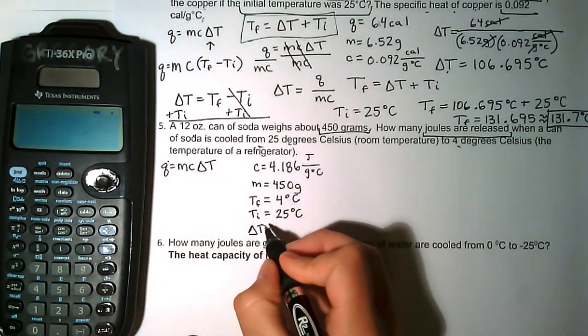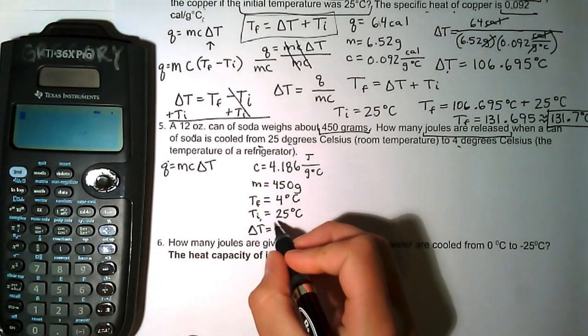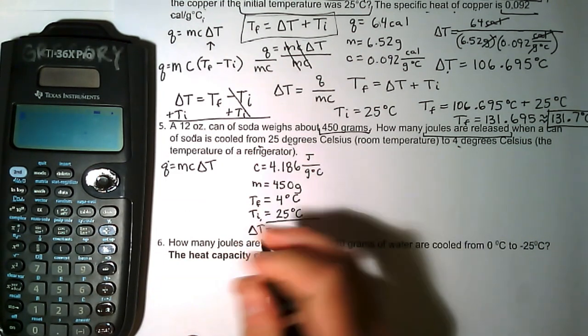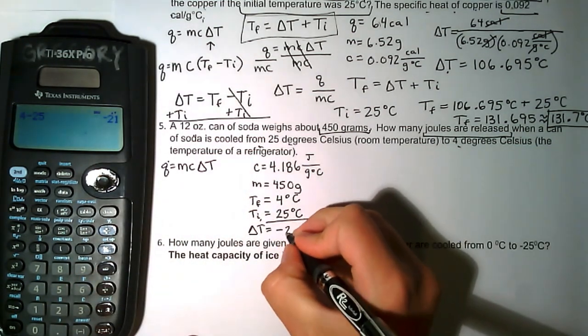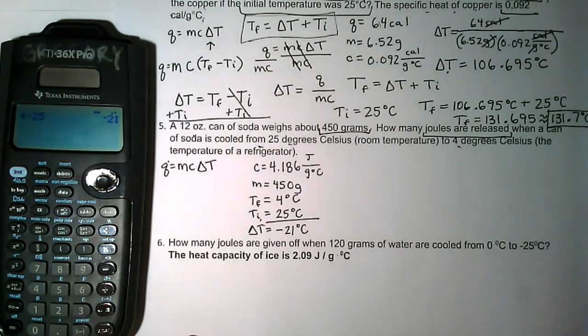So to get our delta T, we want to do T final minus T initial. So 4 minus 25 should give us negative 21 degrees Celsius.